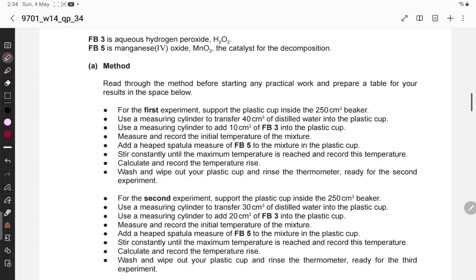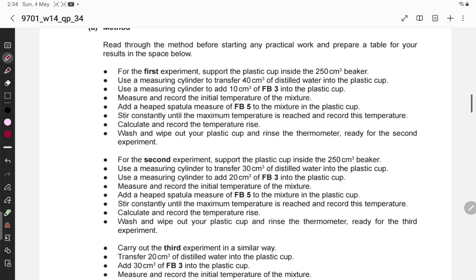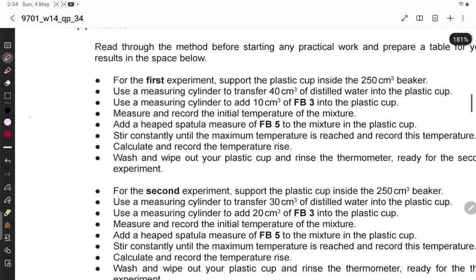Method: read through the method before starting any practical work and prepare a table for your results in the space below. For the first experiment, support the plastic cup inside the 250 cm³ beaker. This is, for example, the beaker, 250 cm³, and this is the polystyrene cup. Use a measuring cylinder to transfer 40 cm³ of distilled water into the plastic cup. Use a measuring cylinder to add 10 cm³ of FB3 into the plastic cup.